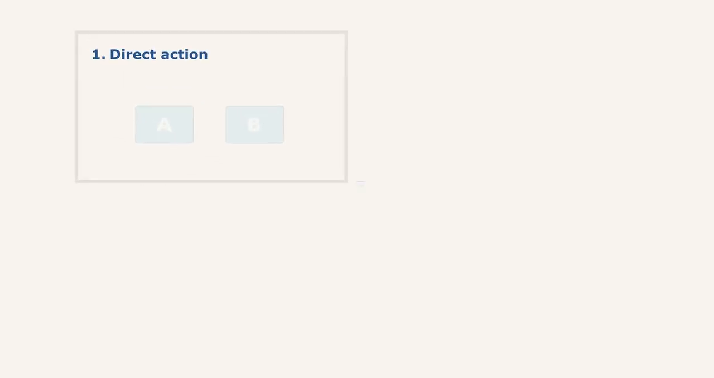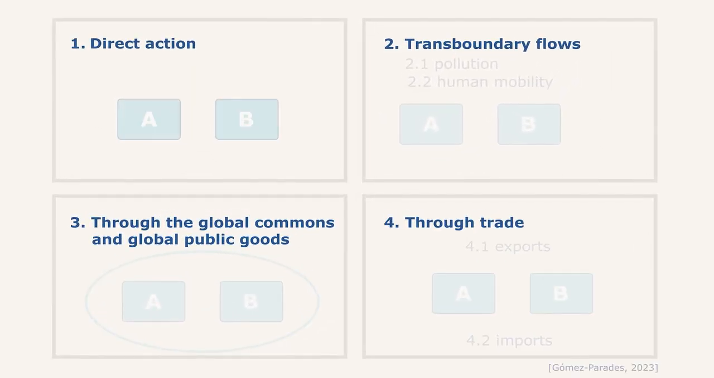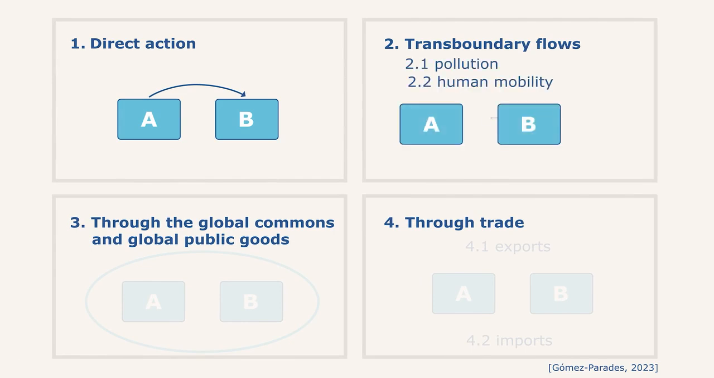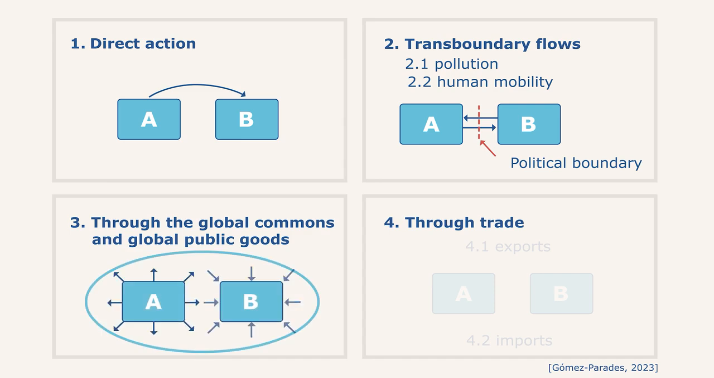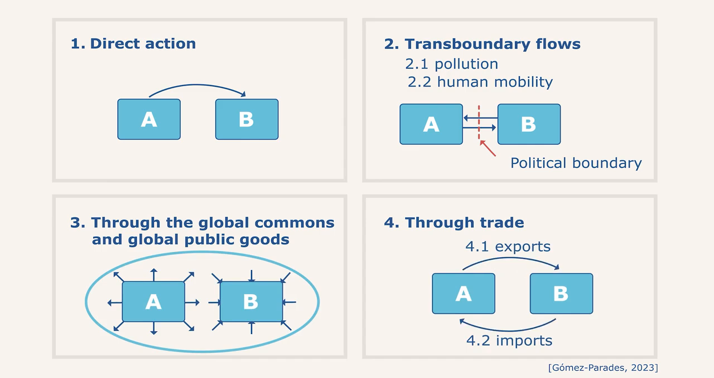Spillovers occur when a country's actions result in benefits to or impose costs on another country, and, as Jorge explained, can be grouped into 4 categories: the direct action of one country on another, transboundary flows between countries, influences through the global commons and global public goods, and influences through trade.